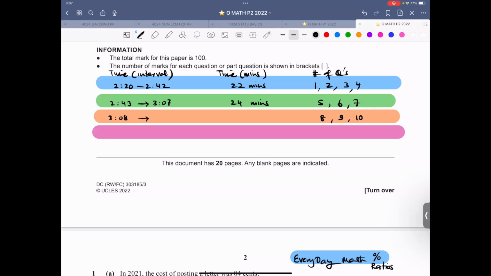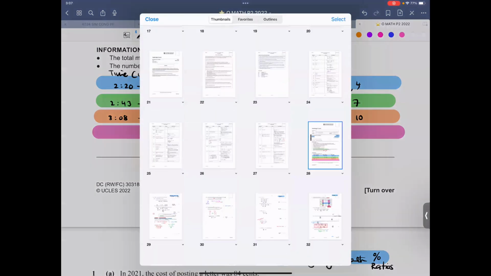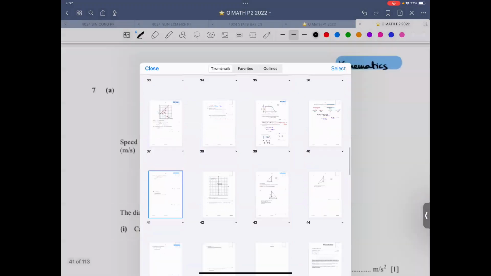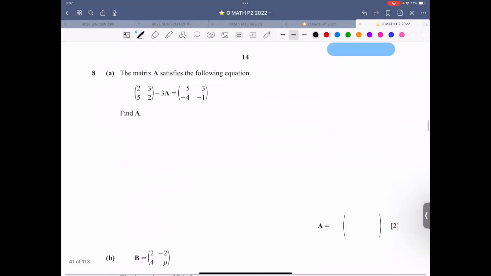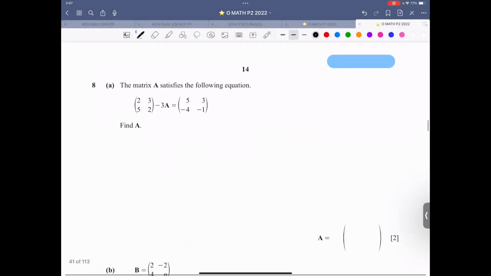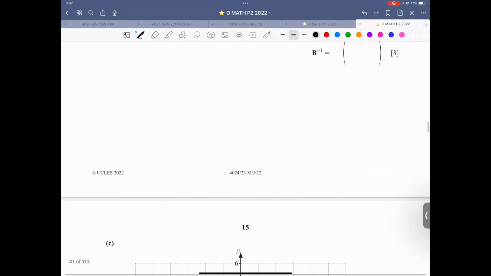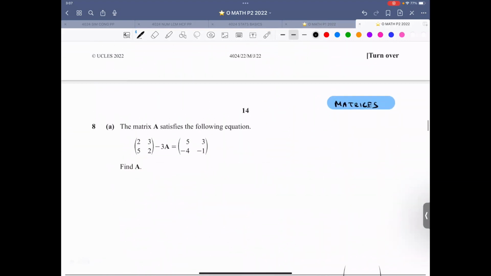Let me comfortably go to that page, and I can also double check how many more questions are there. So there is question number 8, which is matrices. I'm just labeling it. And there is matrices and transformation. So there is matrices, there is transformation.